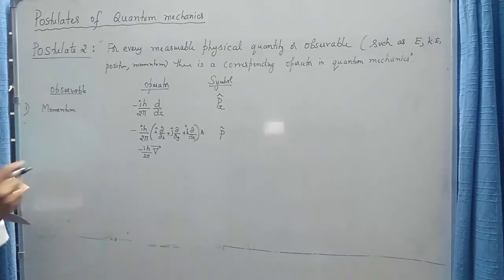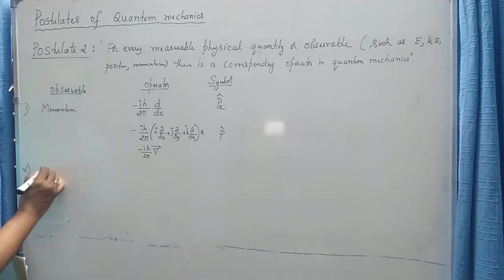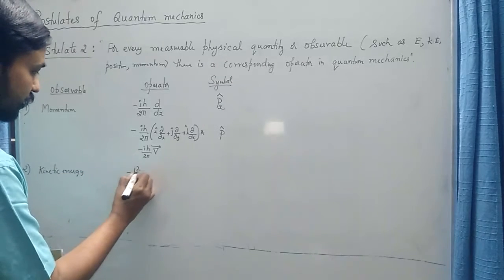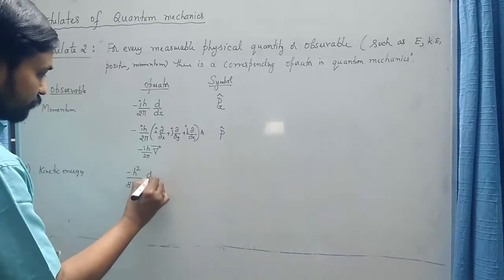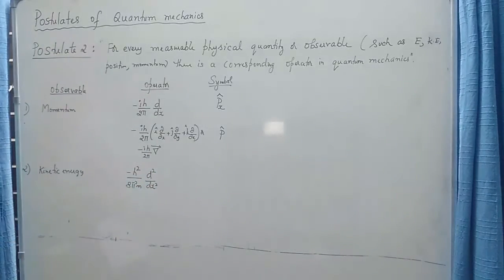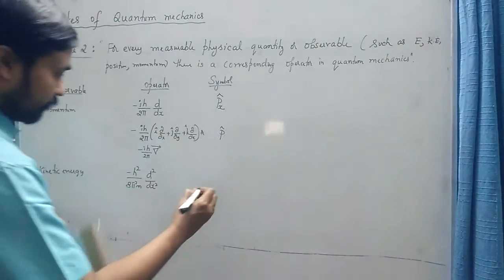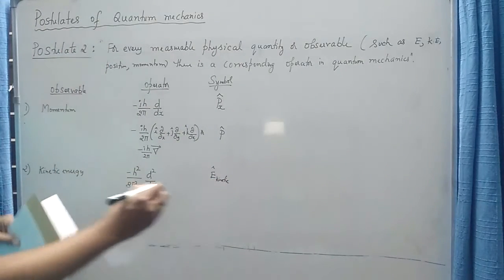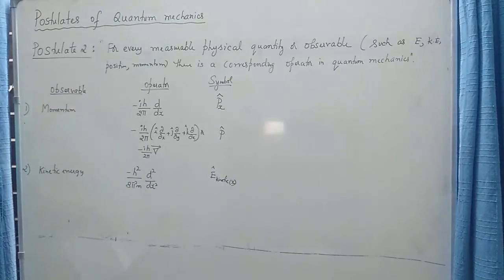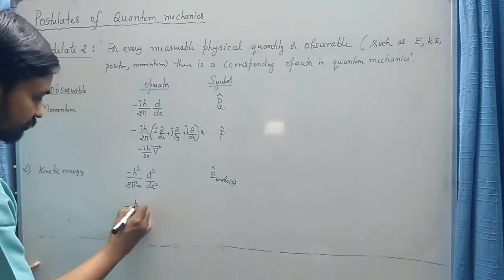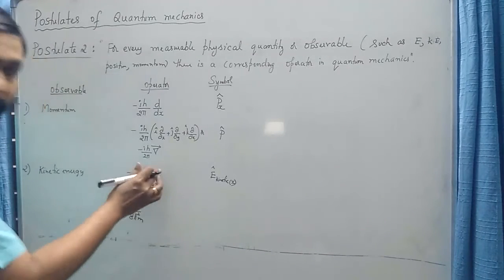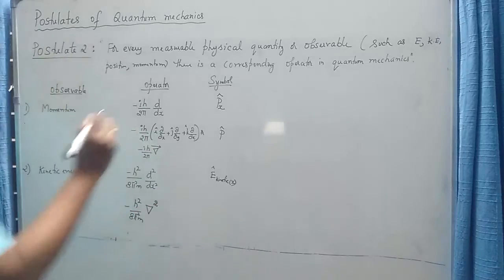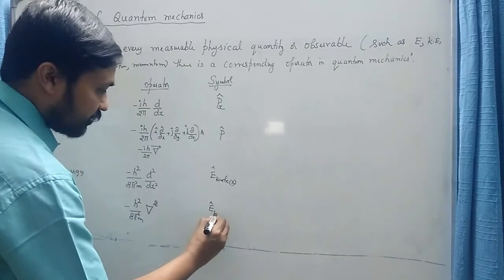So these are the expressions for the momentum operator along the x-axis, and the overall three-dimensional form. Similarly, you can write the expression for the kinetic energy operator. The kinetic energy operator is minus h square divided by 8 pi square m into d square by dx square if the particle is moving only along the x-axis, and the corresponding symbol for this operator is E kinetic with a cap, which you can write with subscript x because it is only along the x-axis. The overall three-dimensional operator is minus h square by 8 pi square m into dou square by dou x square plus dou square by dou y square plus dou square by dou z square, which is nothing but the Laplacian operator del square. The symbol is E bar kinetic.